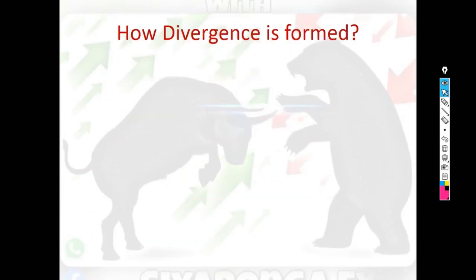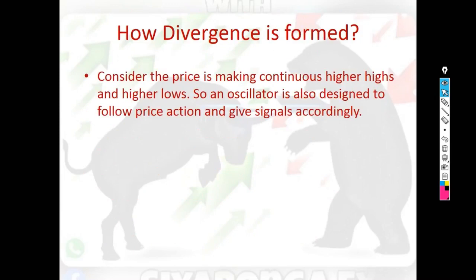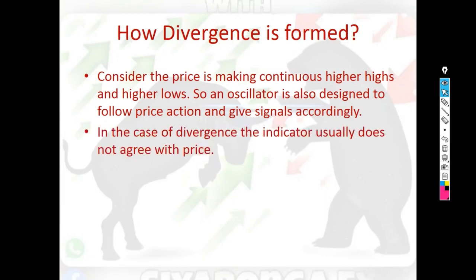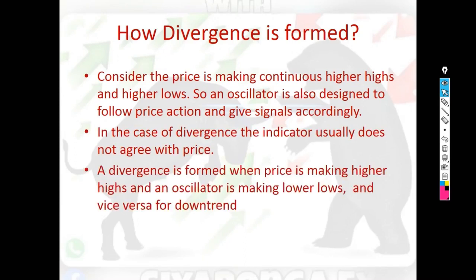How is divergence formed? Consider the price is making continuous higher highs and higher lows. An oscillator is also something that is designed to follow price action and give signals accordingly. In the case of divergence, the indicator usually does not agree with price. A divergence is formed when price is making higher highs and an oscillator is making lower lows, and vice versa for downtrend.